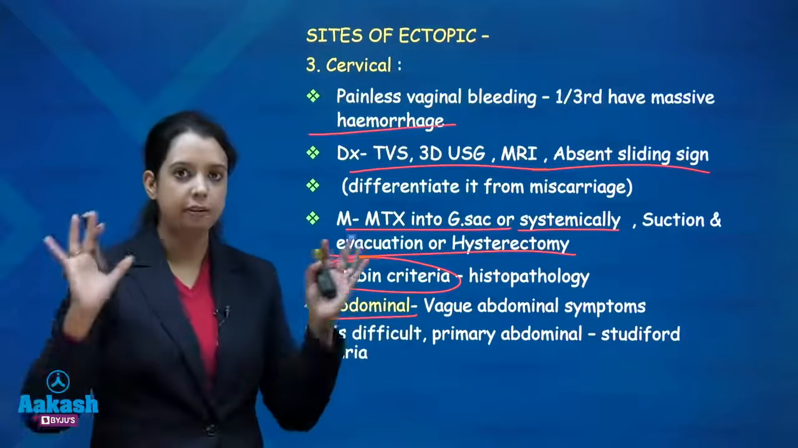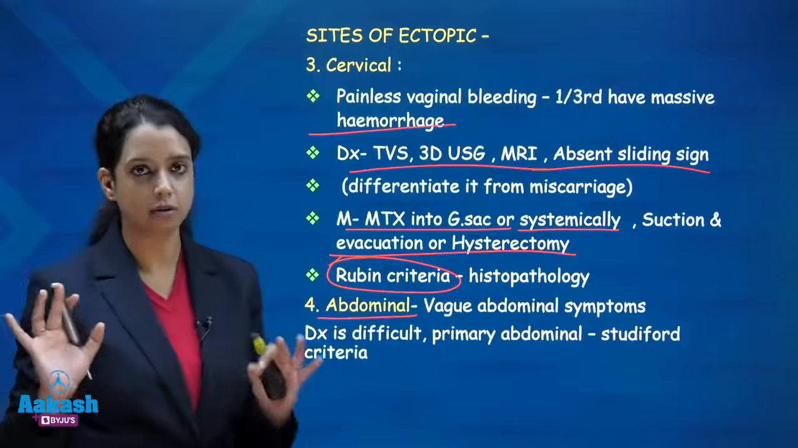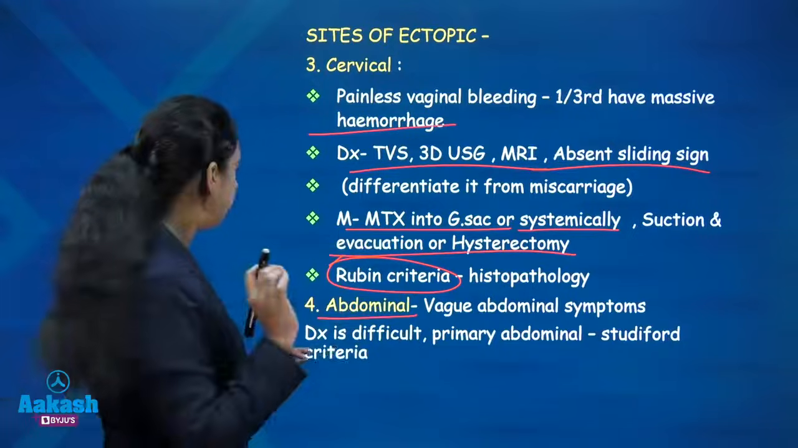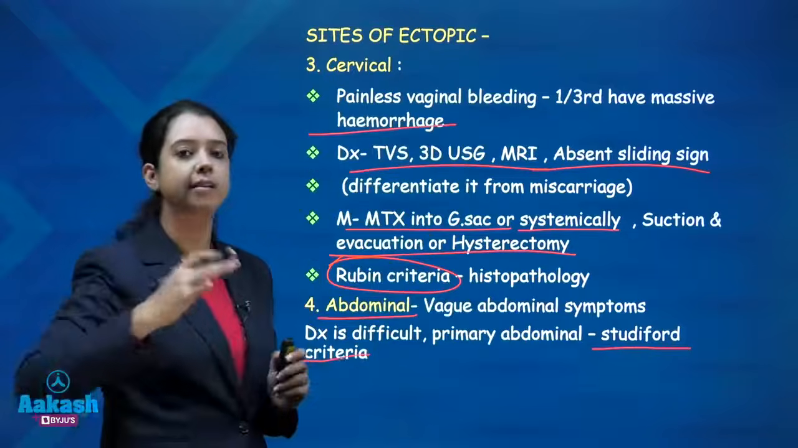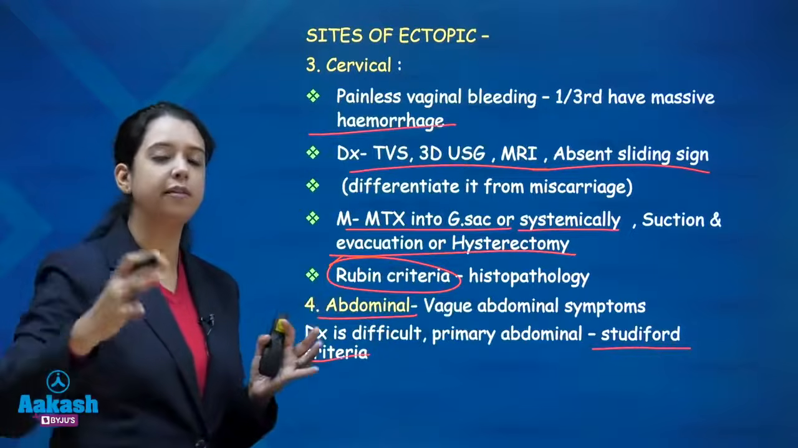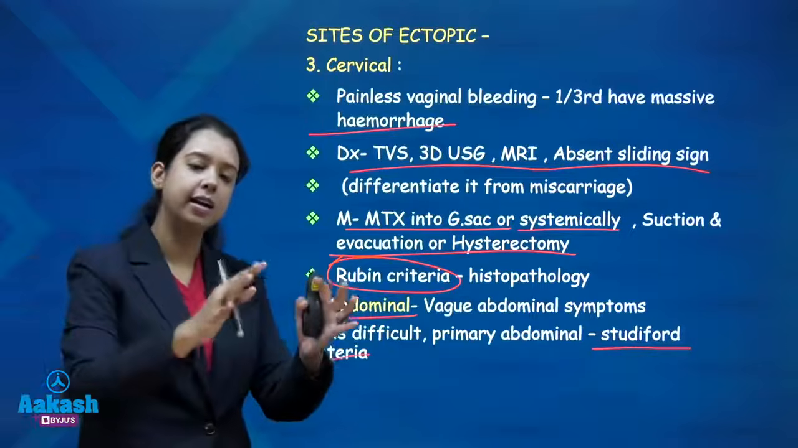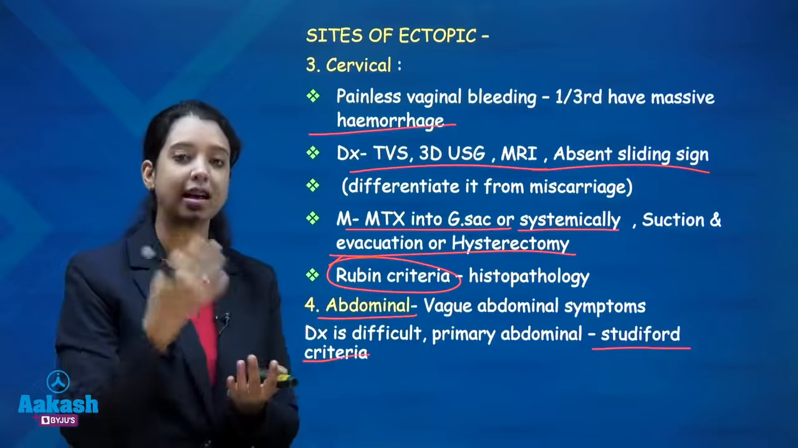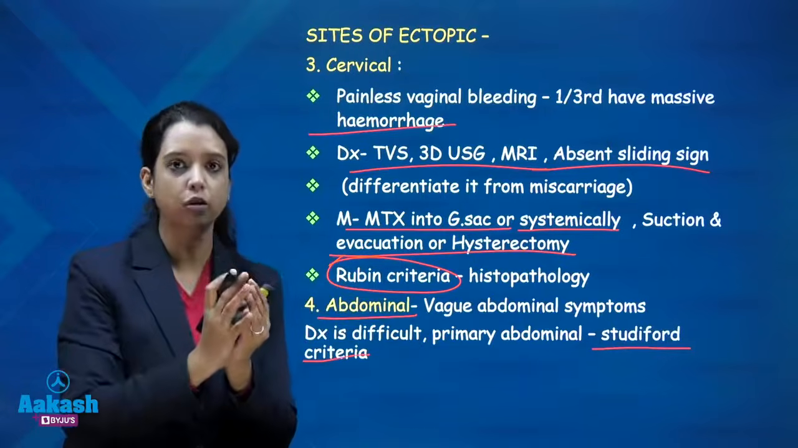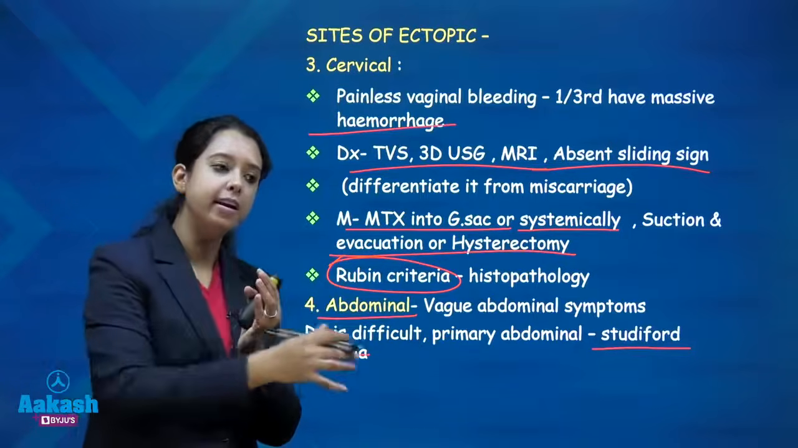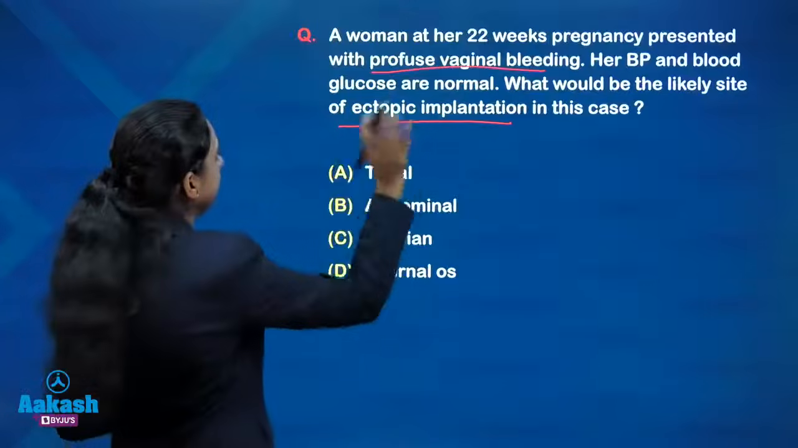Next is abdominal ectopic. It's a very vague presentation, very difficult to diagnose even on ultrasound. It is difficult to diagnose and difficult to manage. The diagnostic criteria is Studiford criteria. So Studiford criteria is the diagnostic criteria on TVS of primary abdominal ectopic. Primary abdominal means ectopic started in the abdominal cavity only. Secondary abdominal means the pregnancy started in the tube but eventually it went and implanted in the abdomen. That is secondary ectopic.